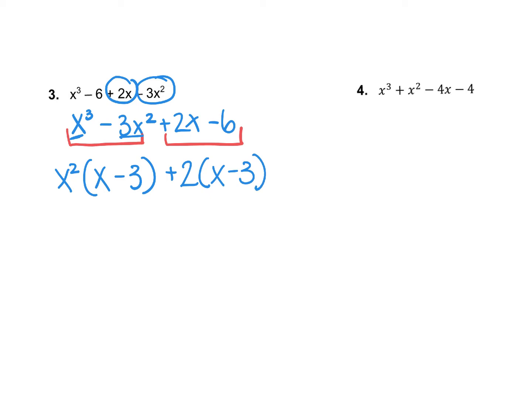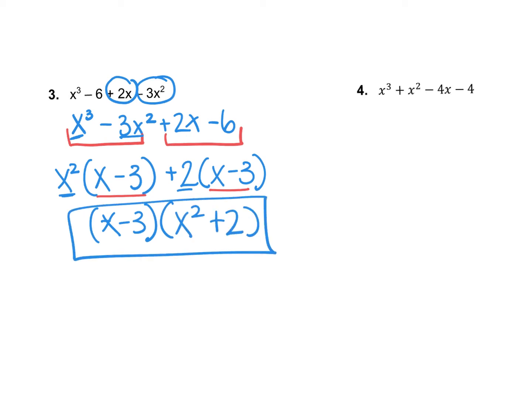All right, so now notice we've got these two binomials, and so we're going to take these two binomials here, and we're going to factor one out. So I'm going to take my x minus 3. All right, so we factor that out, and then I have this x squared plus 2. All right, and then now that one's in factored.